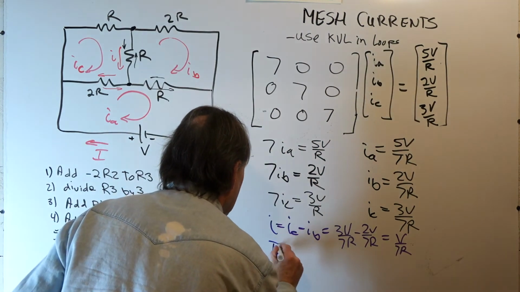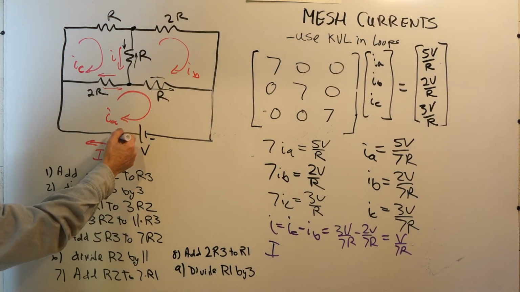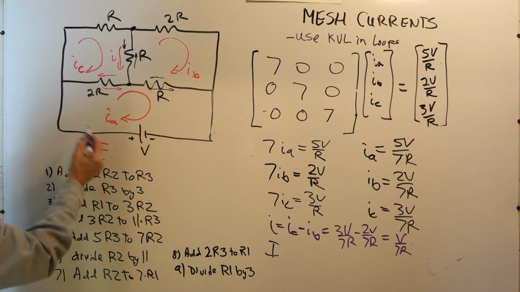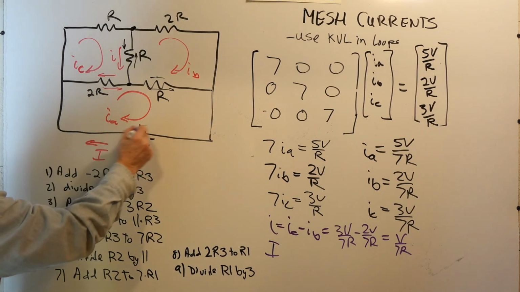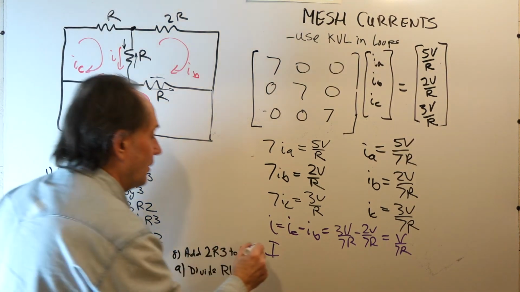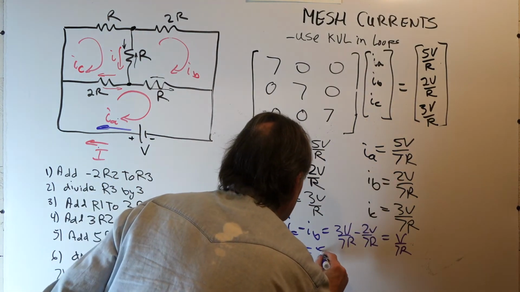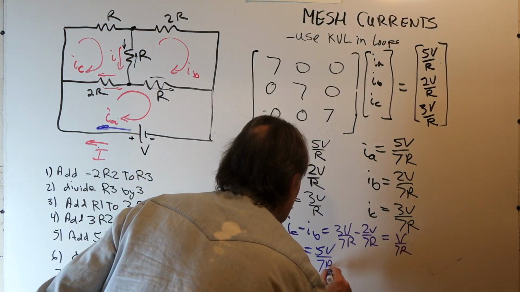Now, how about cap I? Cap I is IA. Only IA is going through the voltage source. So IA is identically equal to cap I, which is 5V over 7R.